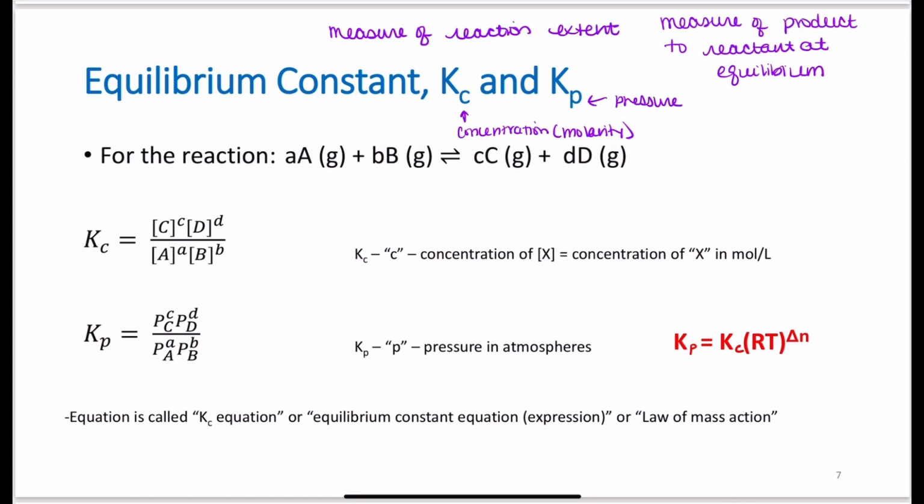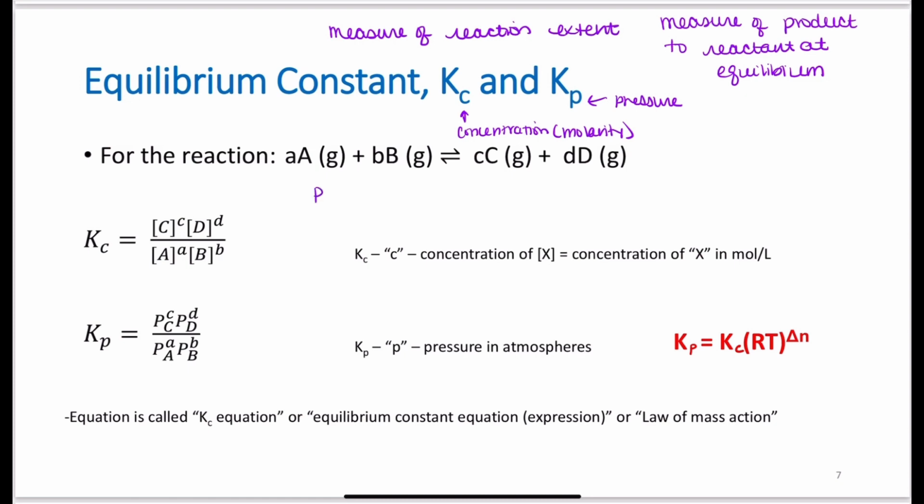I'm also going to see Ka, which is for acids. Kb is base. Ksp is slightly soluble salts. There are lots of different subscripts we can use to describe different types of equilibria. But for the reaction, a moles of A reacting with b moles of B, producing c moles of C and d moles of D, my Kc expression is as follows. The concentration of C raised to the c number of moles times the concentration of D raised to d number of moles, divided by the concentration of A raised to a number of moles times the concentration of B raised to b number of moles.